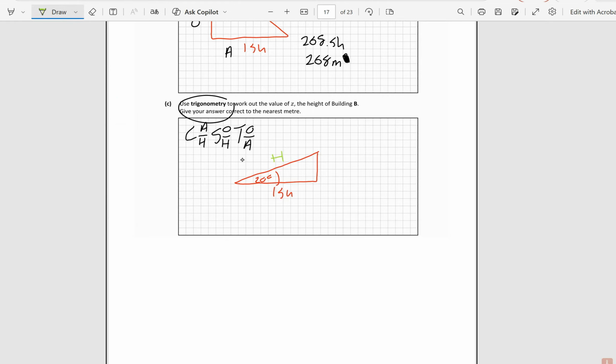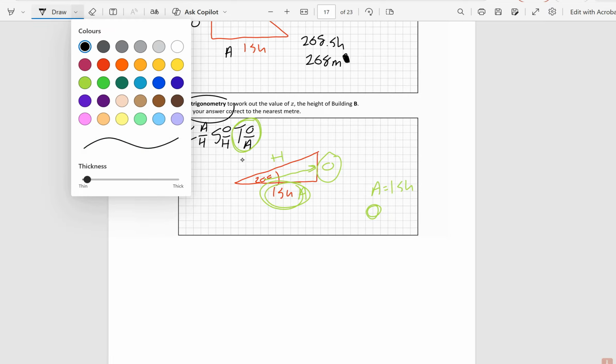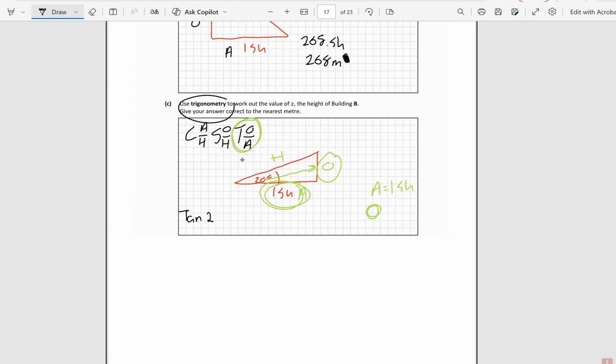Let's fill in now what we have. Well, sorry, we label it first: H, O, and A. O is always opposite the angle we have. Now ask yourself, what side do I have and what side do I want? Well, I have the A, which is 154. I don't have the O. O and A, we're talking about tan. So it's tan 20 degrees equals the O on top. We can call it X, just so we don't get confused with 0, over 154.